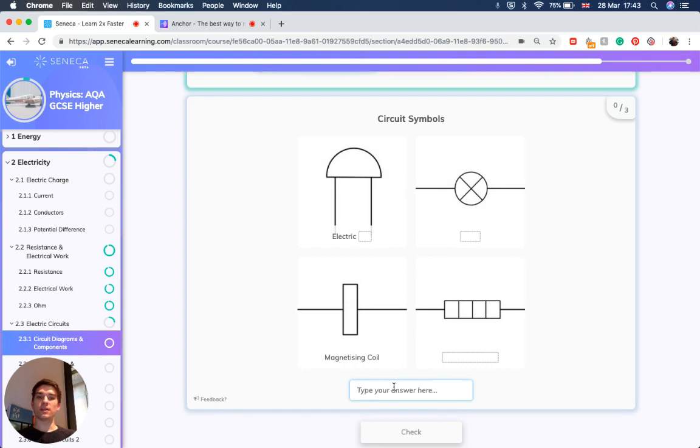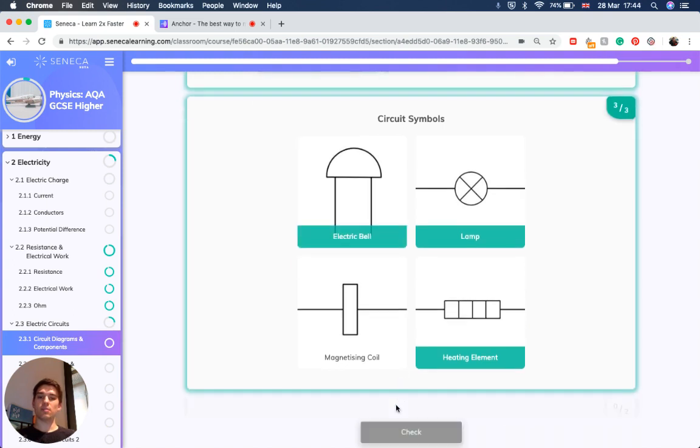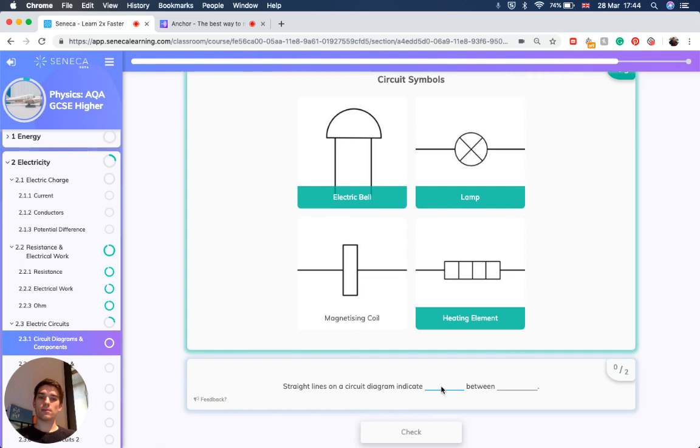I'm going to test you on a few more circuit symbols now. A circle with a cross in the middle of it is a lamp. A horizontal rectangle that's split into four parts is a heater. A vertical rectangle is a magnetizing coil. And a semicircle with two wires going into the flat part of the semicircle is an electric bell. Now, don't forget that straight lines on a circuit diagram indicate the connections between different components.